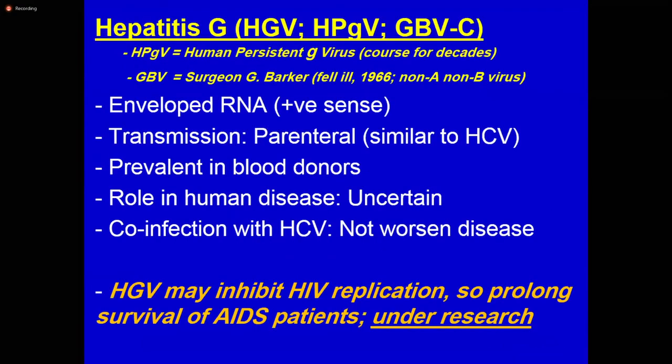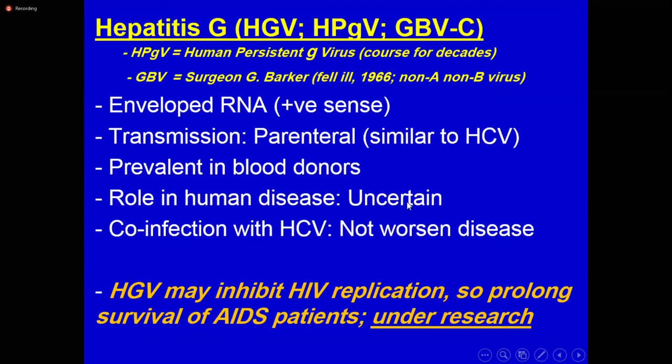Now, hepatitis G. HGV means human persistent G virus. Sometimes it is given as GBV. GB was the initials of the first surgeon who got infected with this disease, called G. Baker, so for this reason it is G. Baker virus. It is called C because it is similar to the C virus. It is an enveloped, positive-sense RNA virus, transmitted parenterally, similar to C, by blood transfusion.